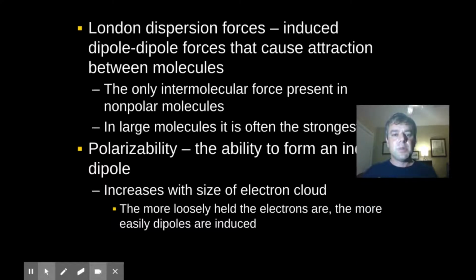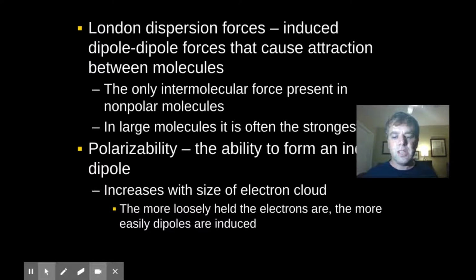And that's because the more loosely held the electrons are, which is true the further away they are from the nucleus, the more easily the dipoles are induced. So the more easily you can get this temporary shift in electron density.